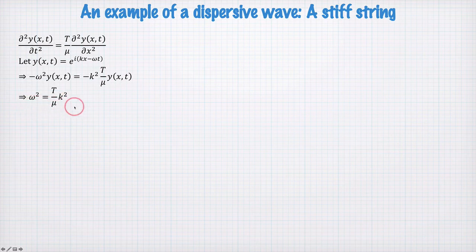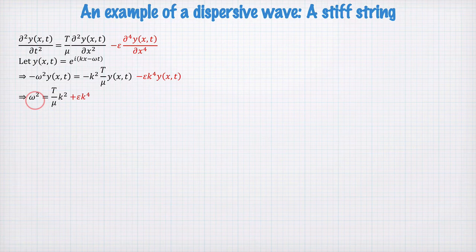And this is known as the dispersion relation. A relationship between omega and k is the dispersion relation. In this case, we see that omega is directly proportional to k, so the ratio of omega and k is constant, which means the wave speed is constant, which means there is no dispersion.